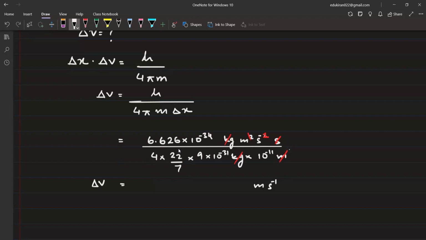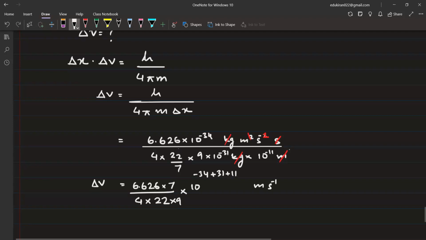Now let us separate the powers of 10 and the numbers. So it will be 6.626, and this 7 is the denominator of the denominator, so it will become numerator. Into 7 divided by 4 into 22 into 9, multiplied by the powers of 10: 10 to the power minus 34. This minus will become plus, so plus 31. This minus 11 will become plus, so plus 11.